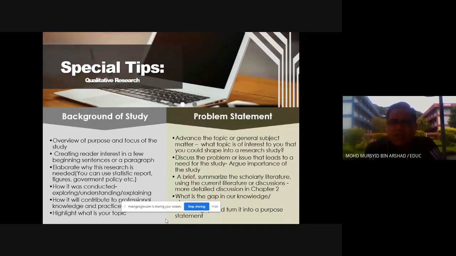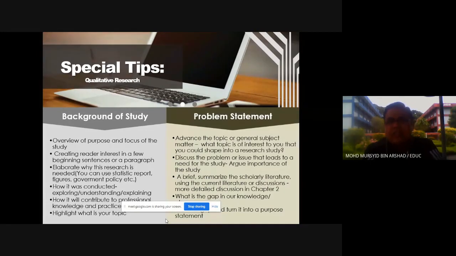All right, the gap itself. Kalau dalam bahasa Melayu dia panggil jurang. Alright, ada banyak lagu tentang jurang. Okay, jadi gap. Gap is talking about how you show the gap from the knowledge perspective, from the research perspective, and from the theoretical perspective.